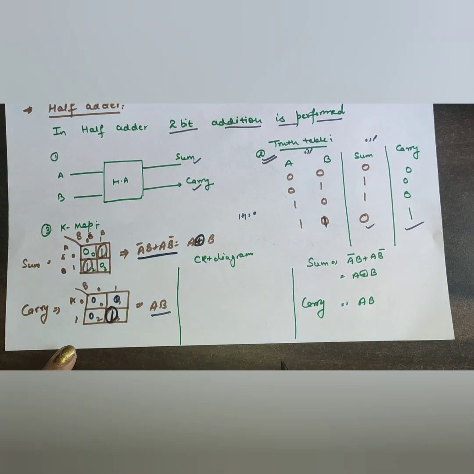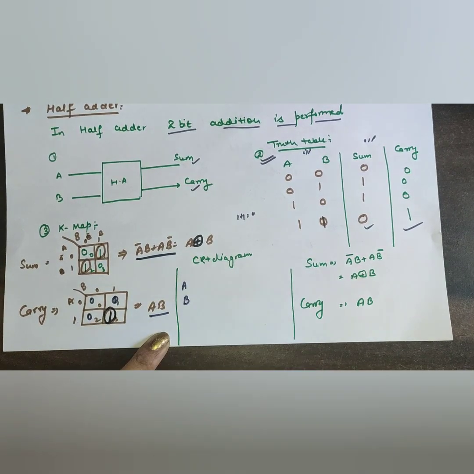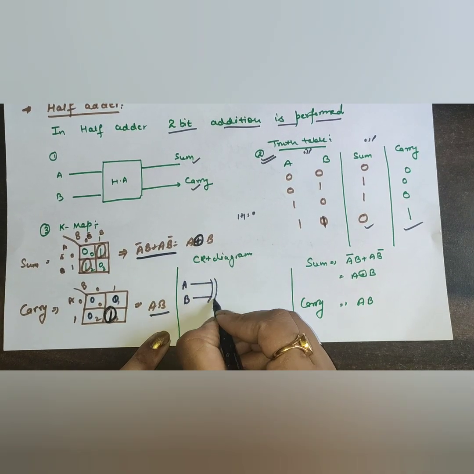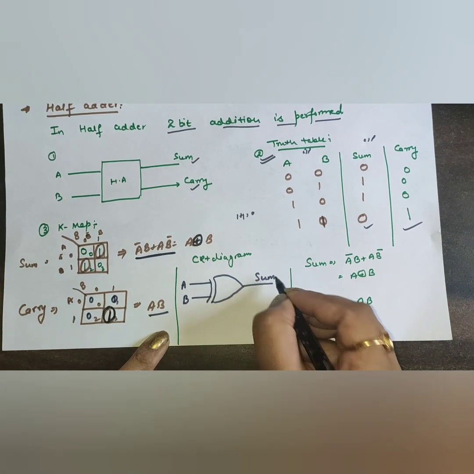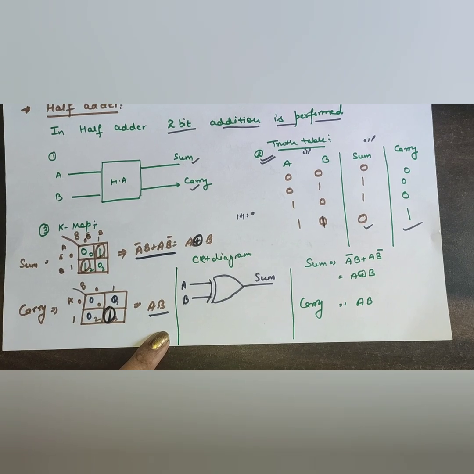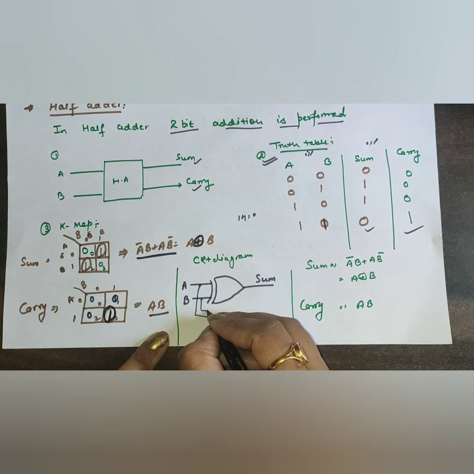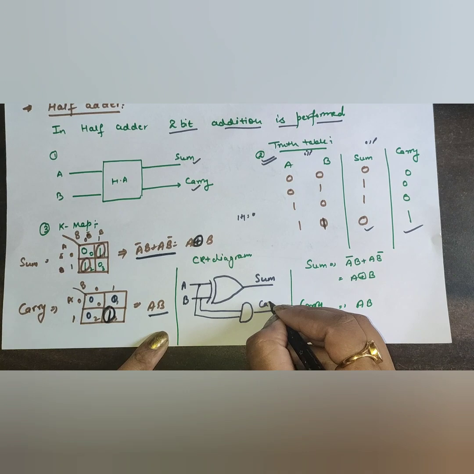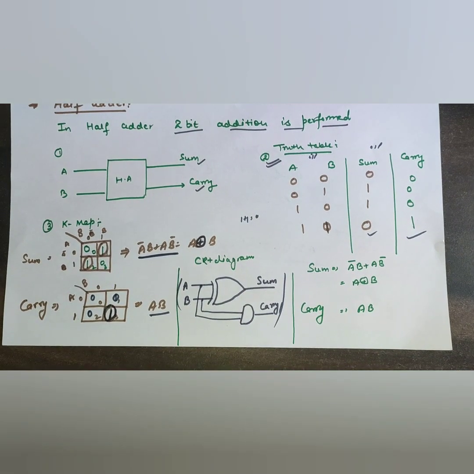So now we will make a circuit diagram. How can we make the circuit diagram? A and B, 2 inputs are there. Now when we pass them through the XOR gate, we get sum. Now for carry, A and B go through the AND gate. So this is carry. This is how we design the half adder.